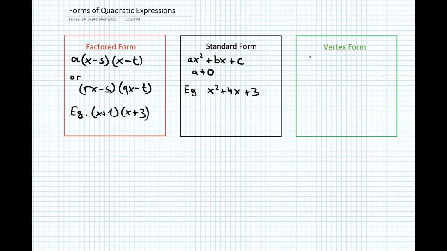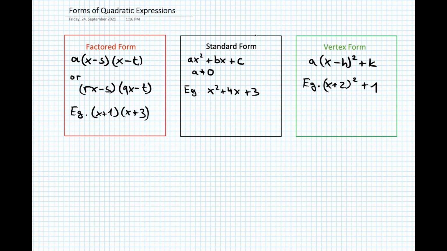And the last one is the vertex form. And the vertex form is something like this. You have a factor in front, x minus h all squared plus k. And the way to get the vertex form is completing the square. So if you don't know how to complete the square yet, maybe watch the video about how to complete the square, and that will help you. An example of this is x plus 2 all squared plus 1.